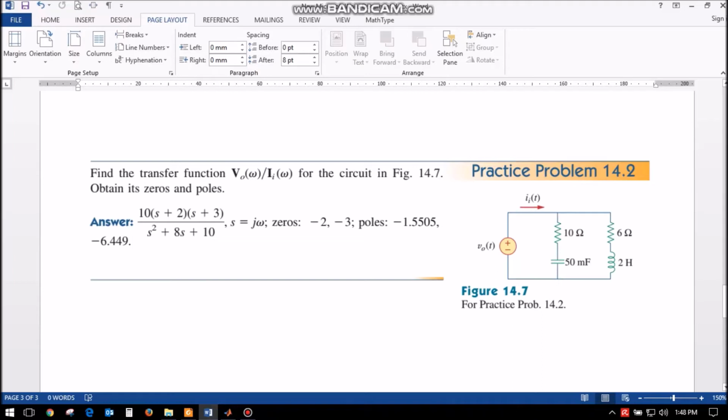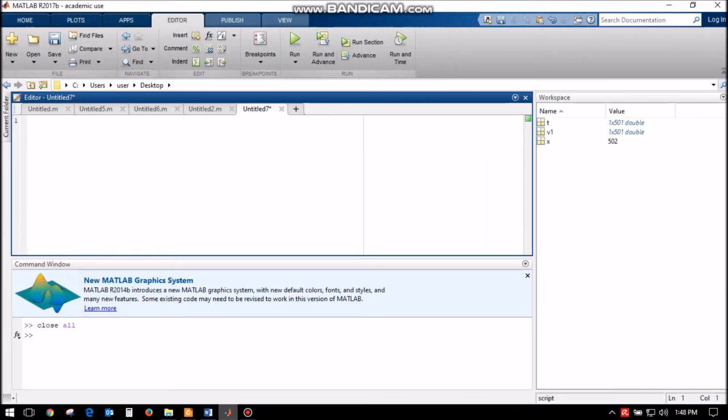Okay, so the final example, we will try to plot the frequency response of this transfer function. This is the transfer function of V out over I in of this circuit. You can get that from performing Laplace transform analysis on a circuit. So this is the transfer function. Now let's try to write that down in Matlab.